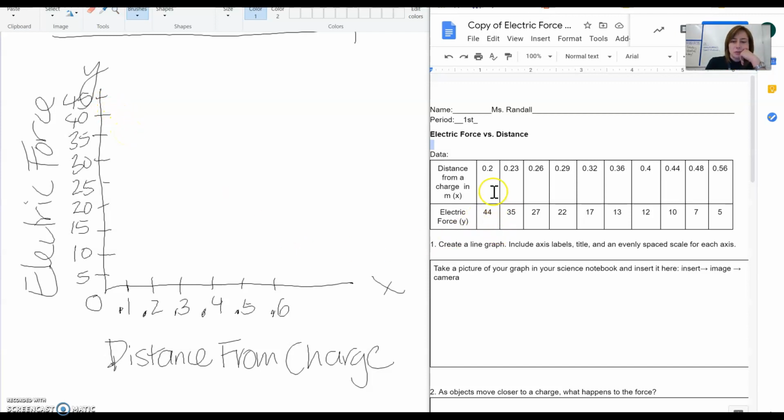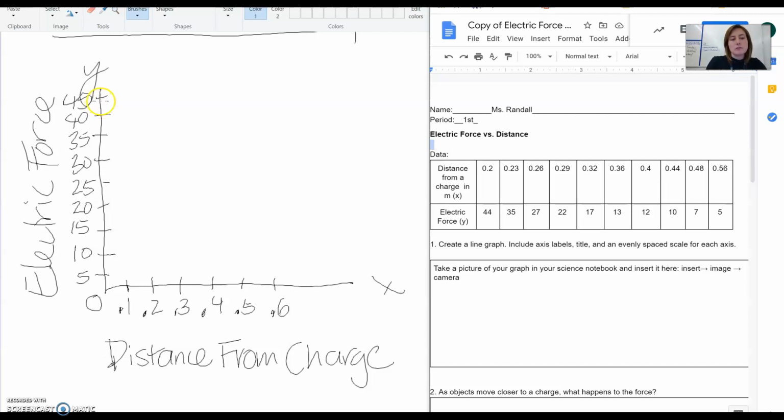Now it's time to plot my data points. It says to do a line graph, so we're going to do dots, not bars. That would be for a bar graph. So my first point is 0.2, 44. That means I find 0.2 on the x-axis, trace it up to 44 on the y. There's no 44 on the y, so I have to estimate it.